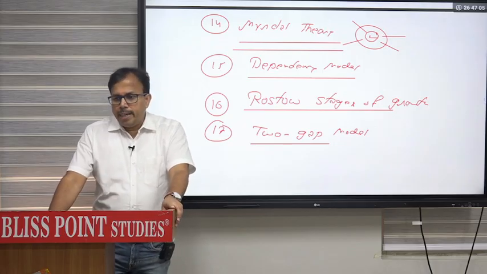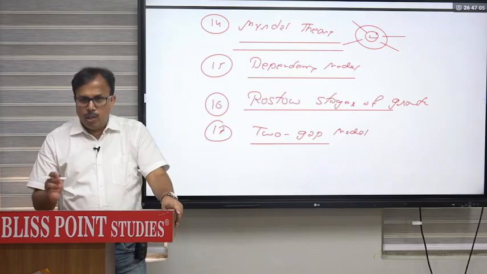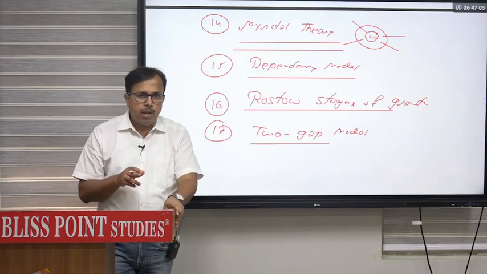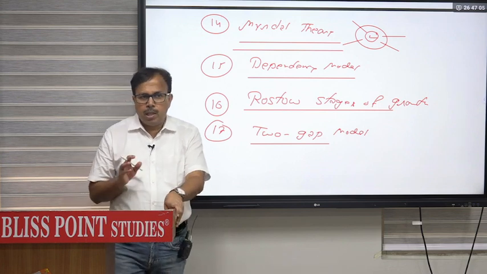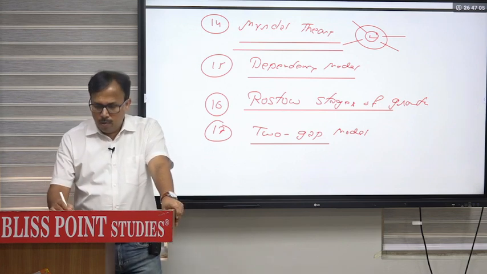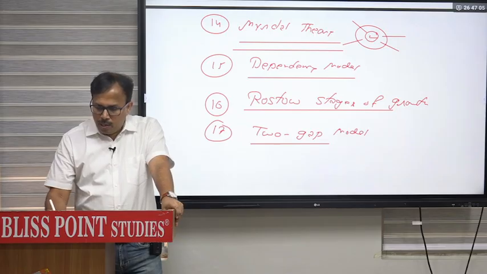So the two important gaps which exist in the developing countries, one gap is the saving-investment gap and the other is the export-import gap. The import-export gap and the saving-investment gap. So how do those two gaps determine the growth process?